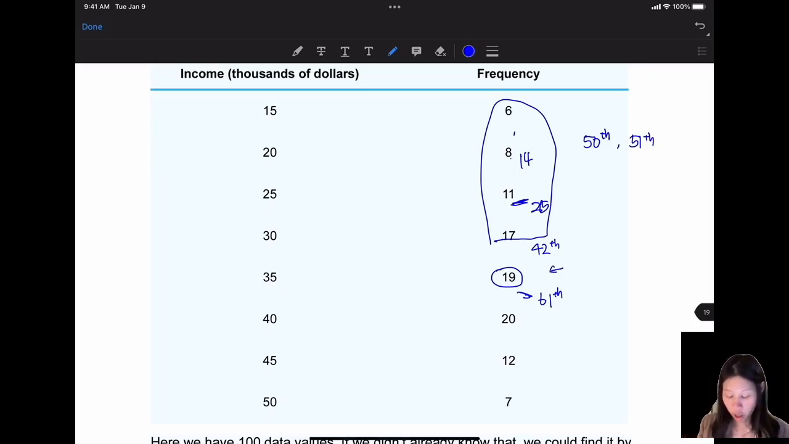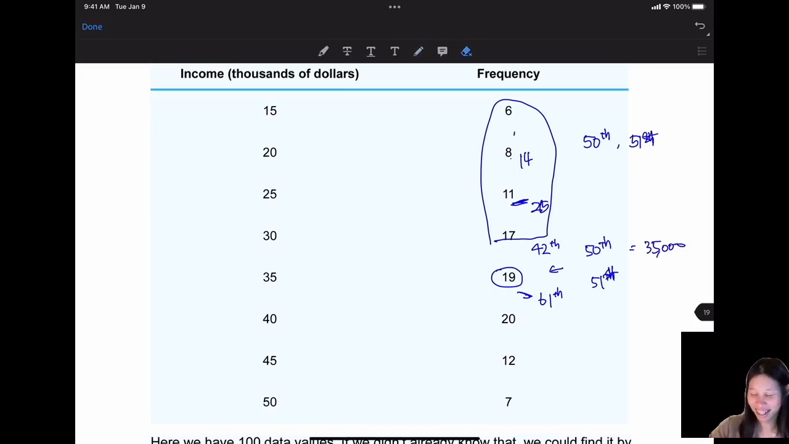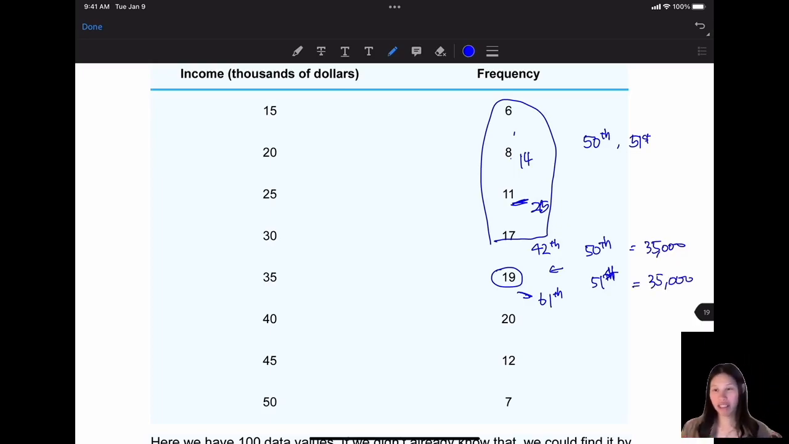So that means what? The one data is 13,500, and then the other data also would be 13,500. So that means the average would be what? You add them together and divide it by 2. So you should be able to find the median is also 13,500. That's how you find it if you have a frequency table.